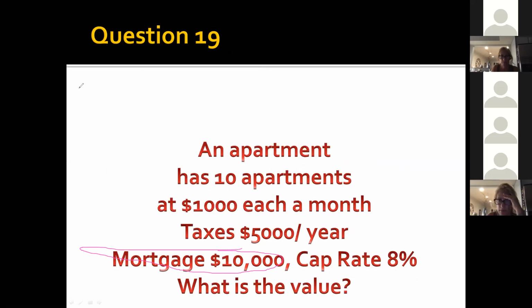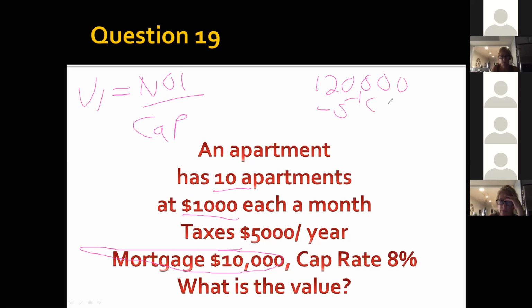So first, value by income is equal to the net operating income divided by the cap rate. What's our net operating income? 10 apartments times $1,000 is $10,000, times 12 months. It's $120,000 in rent. And then we subtract his taxes, which are $5,000 a year. We always have to have consistent units. All right, so what we end up with here is 115. So his NOI is $115,000, and the cap rate is 0.08.